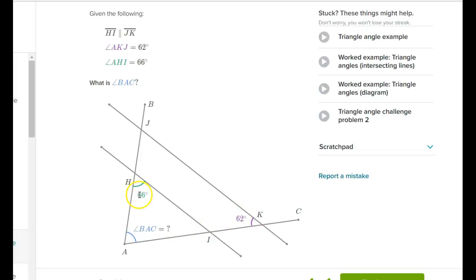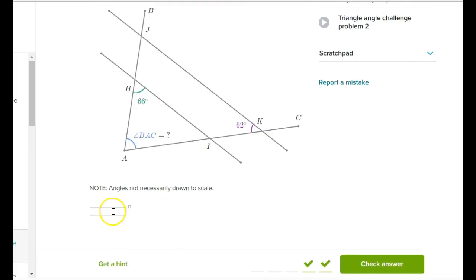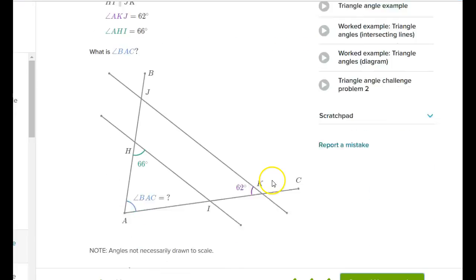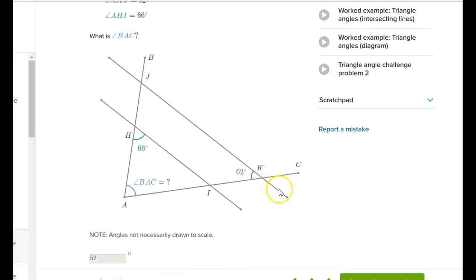corresponding angles. Anyway, when I add them up, 66 plus 62, I get 128. And inside of this triangle has to equal 180. So 180 minus 66 minus 62, that's going to be, what, 128. So it's going to be 52. Okay. Now you're probably going to need to watch and learn about triangles and remember everything you've learned about your transversals from the previous lesson.